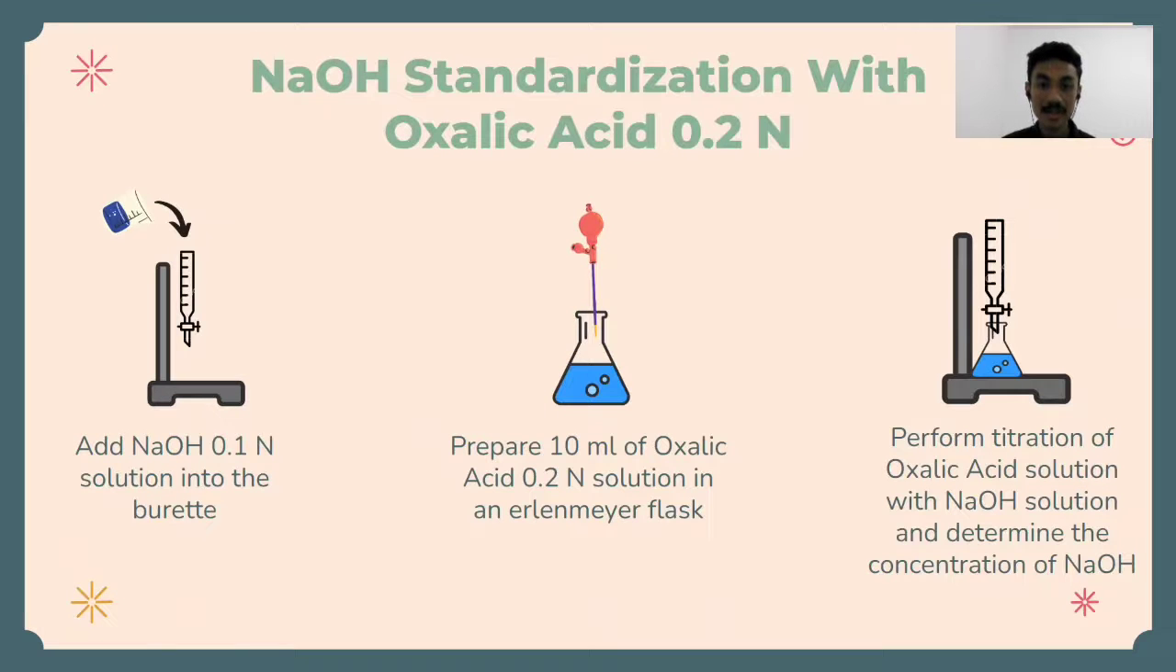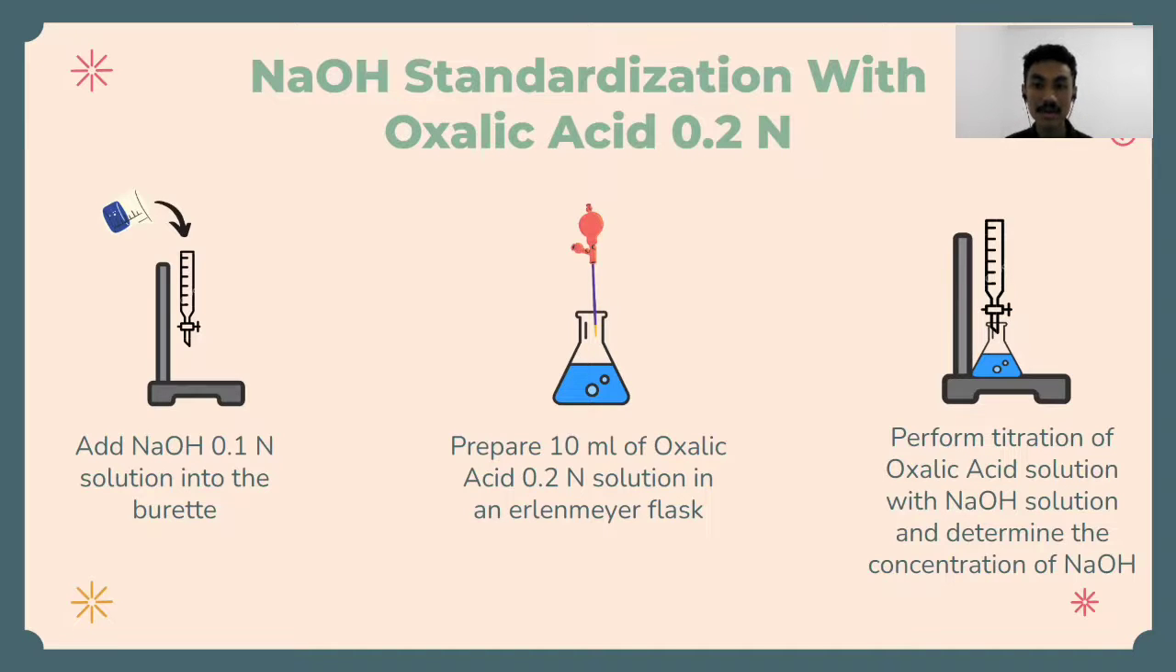In this first part of the experiment, we will standardize sodium hydroxide with oxalic acid. We do this because sodium hydroxide has a hygroscopic nature, so the concentration of sodium hydroxide can change depending on the environment. To standardize the sodium hydroxide, we must first add sodium hydroxide 0.1 normal solution into the burette as a titrant, while also preparing 10 ml of oxalic acid 0.2 normal solution in an Erlenmeyer flask.